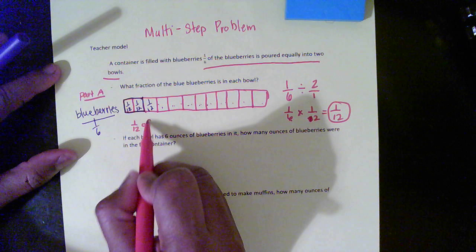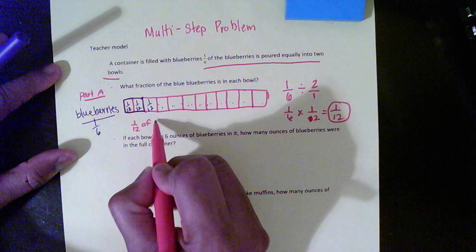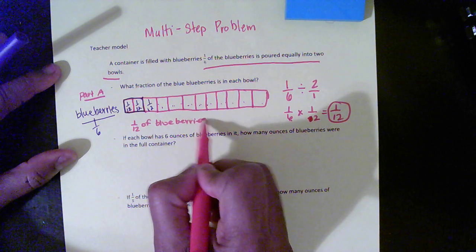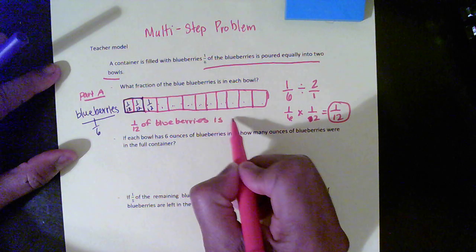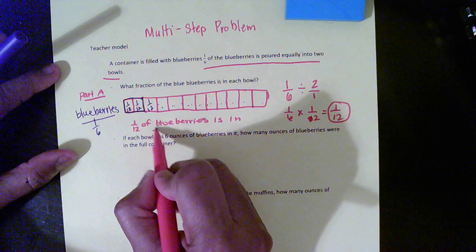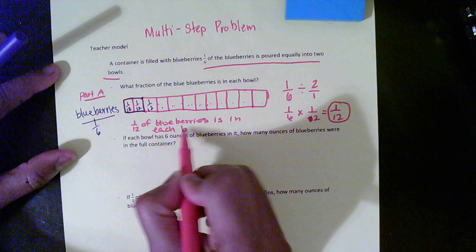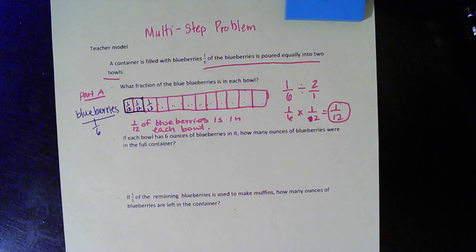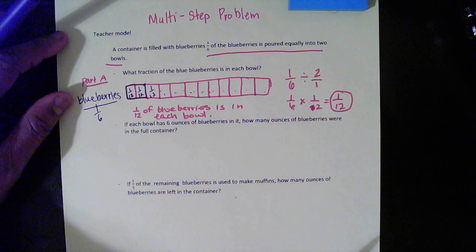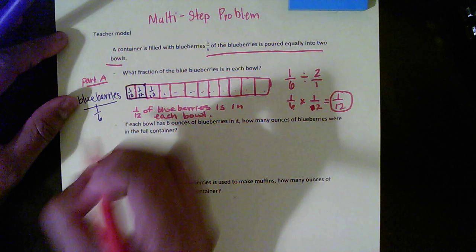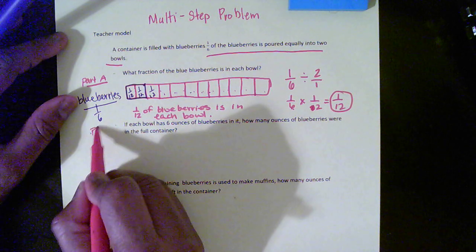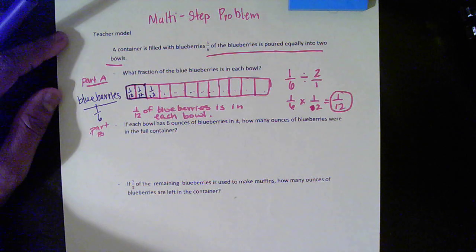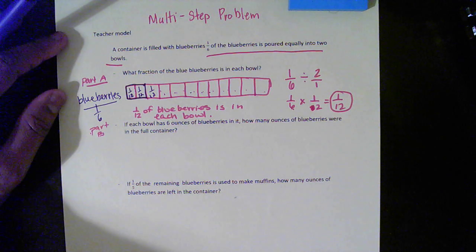So now I'm going to just write out my answer and say 1/12 of blueberries is in each bowl. Done with part A. Let's go to part B. This is hard, making sure that I'm able to write where you can see my writing. Okay, so let's go to the second problem.